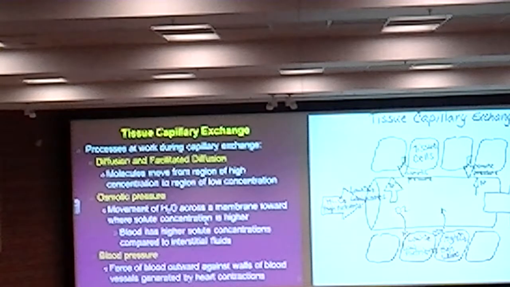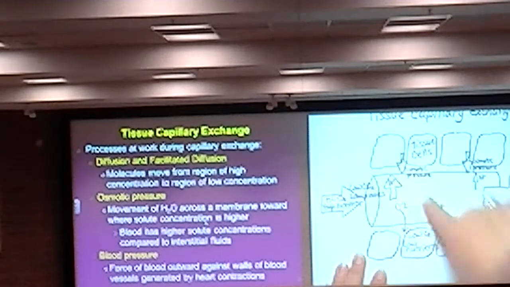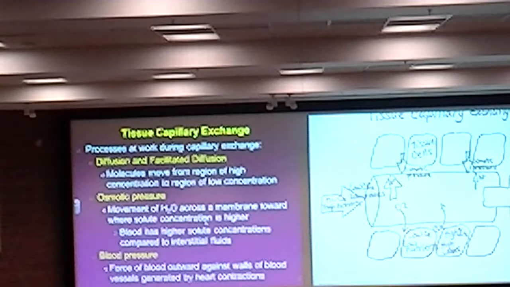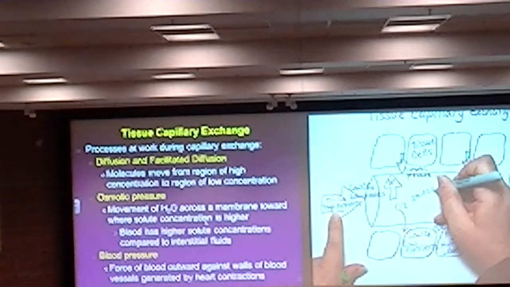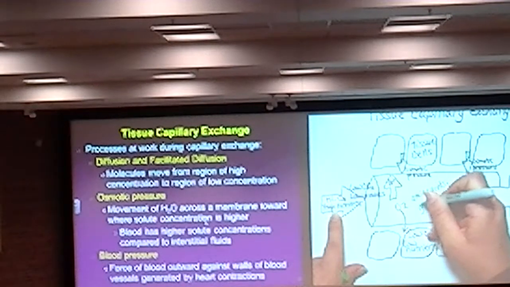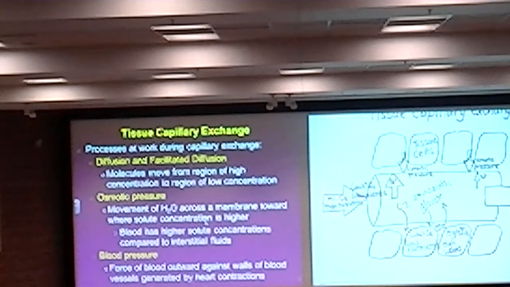Okay? How about nutrients like glucose and amino acids and so forth? Lots of them in the blood, not so much in the tissues because they're getting used up. Which direction do they go? Into the blood or out of the blood? Who votes for in? Who votes for out? Okay, good. This is easy enough. So there's lots of nutrients in here, lower amount here. Those things like amino acids and glucose and so forth are going to move out because of diffusion.